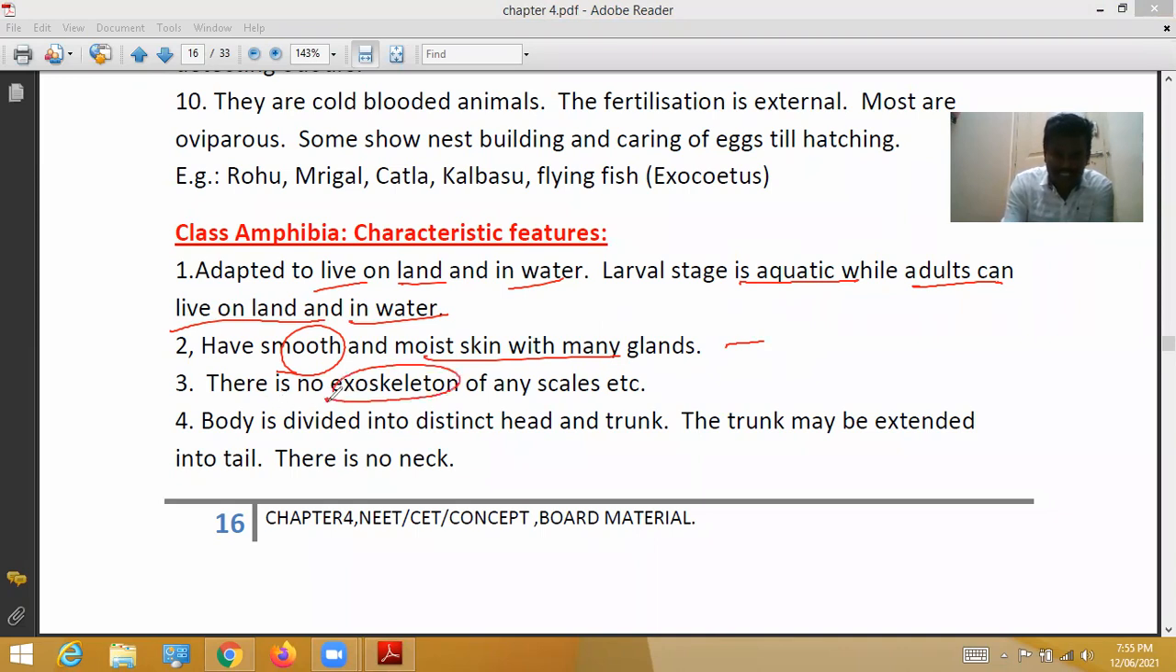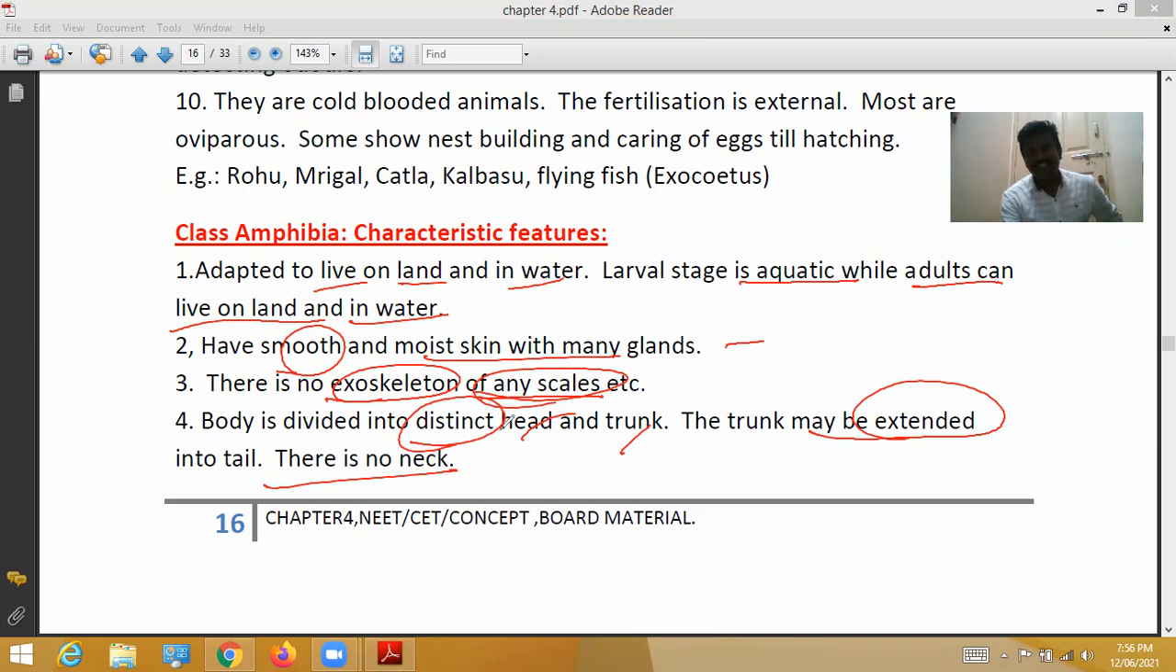There is no exoskeleton of any scales. The body is divided into a distinct head region and trunk. The trunk may extend into a tail. Generally in amphibians the neck is not well developed, so the neck is absent.